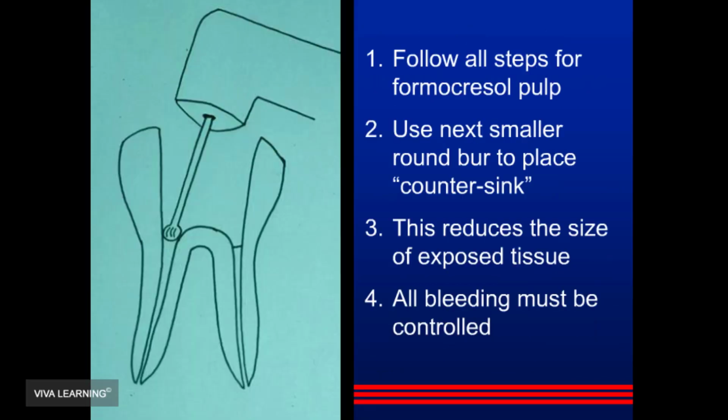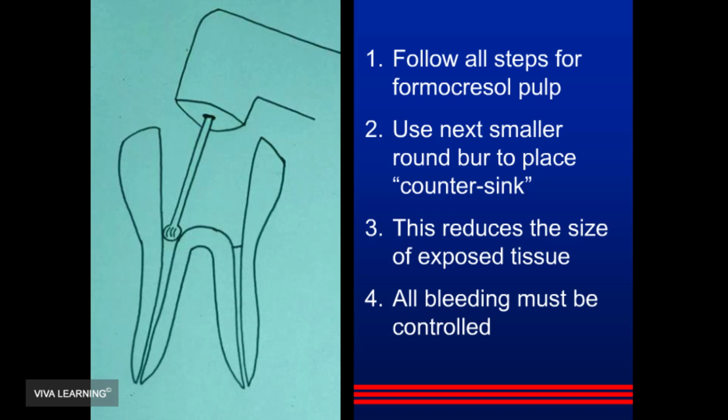So let's talk a little bit about the ferric sulfate technique. You follow all the same steps for the formocreosol, where you open up into the chamber, but the way that ferric sulfate works is it does not fix the pulp stump. What it does is it chemically binds with the heme in the blood to form a clot.